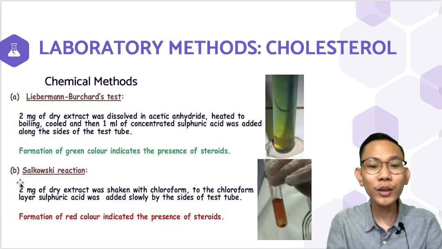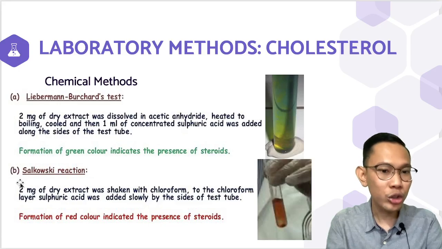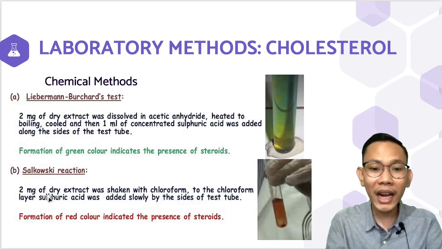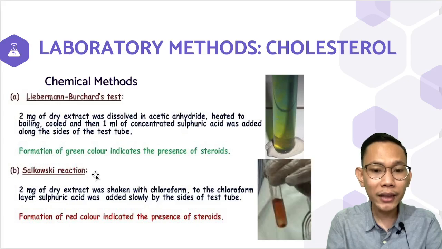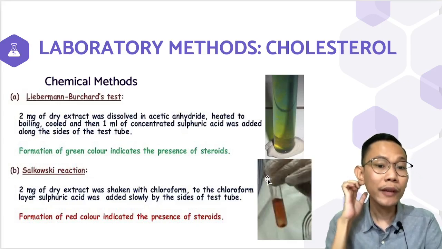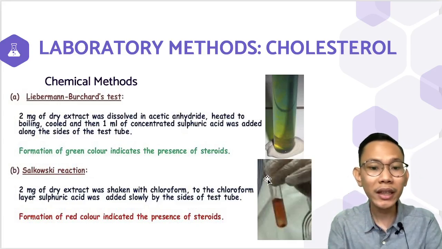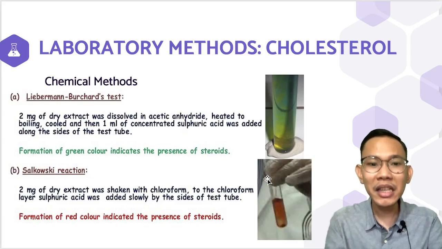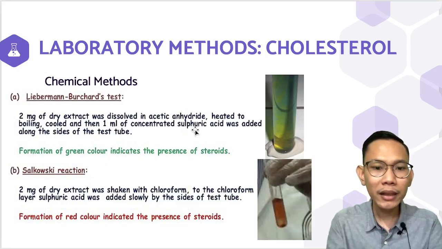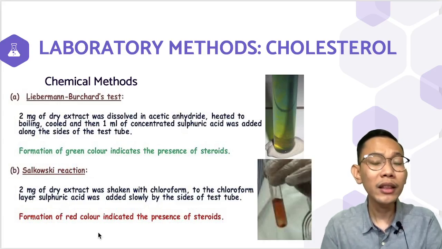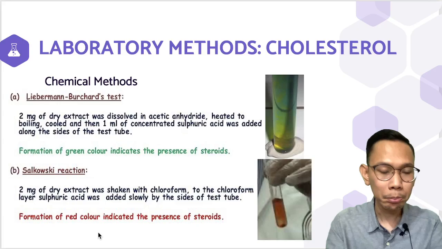Very good. We have also your Salkowski reaction. So, 2 mg of dry extract was shaken with your chloroform. To the chloroform layer, sulfuric acid was added slowly by the sides of your test tube. So, what is positive for this test? Formation of your red color indicates the presence of your steroids. Again, remember the test and the color reaction. Lieberman, dapat green. Salkowski, dapat red color. That would indicate the presence of your steroids.